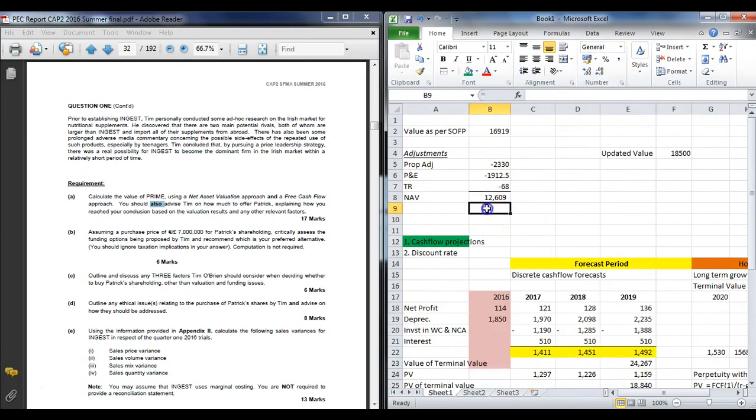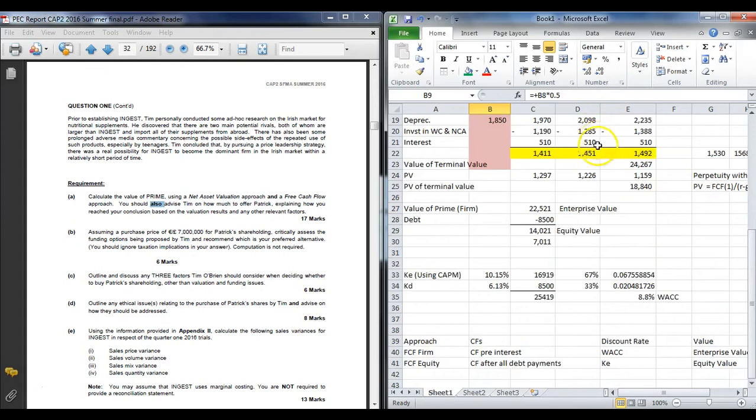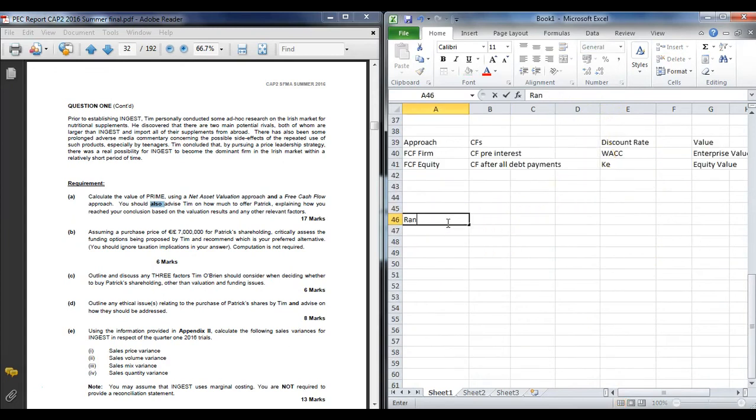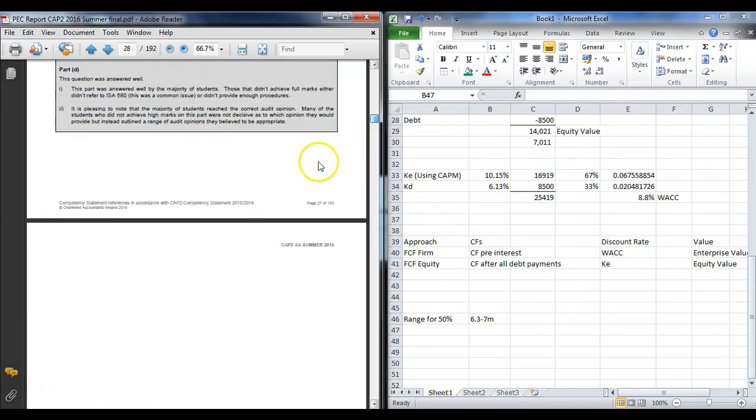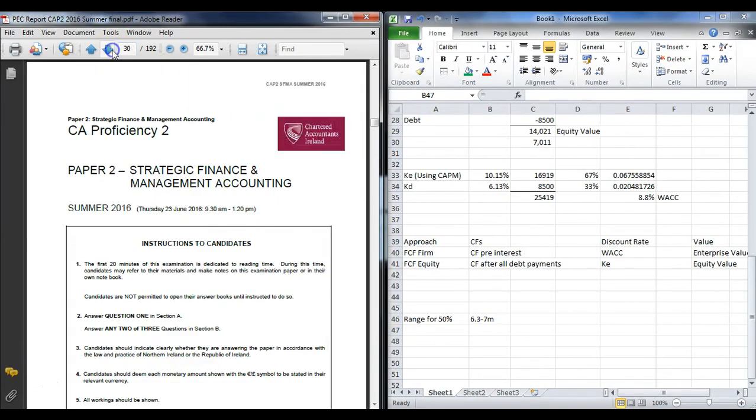And 50% of that is about 6.3 million. So the range for 50% is between 6.3 and 7 million. So the examiner was looking for how much Tim should offer Patrick. And again, it was really a more commercial perspective here: well, you know from the question, and again you have to read the requirements or read the question in depth.